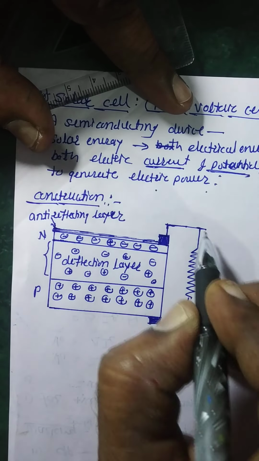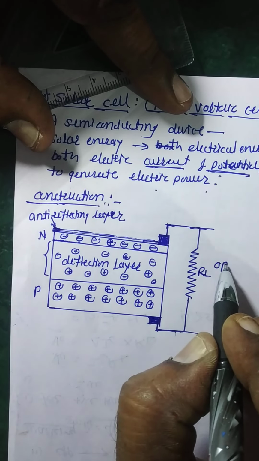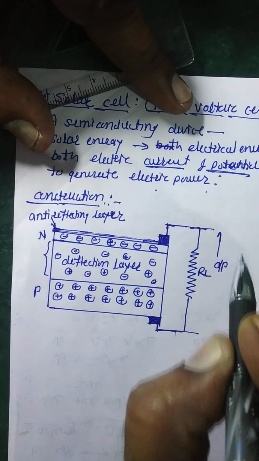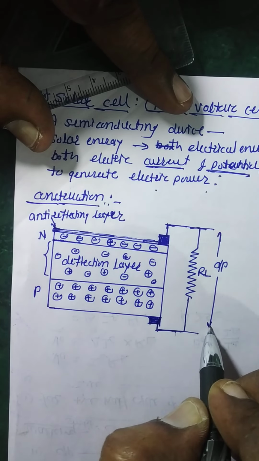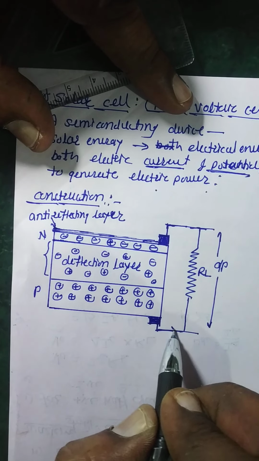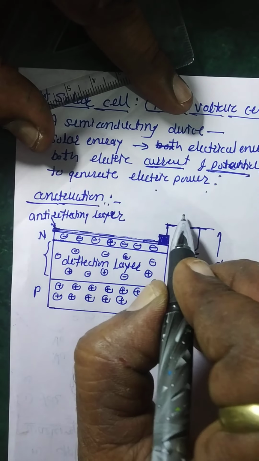Potential or voltage output is measured across the load resistance like this. Current flows from positive towards negative.